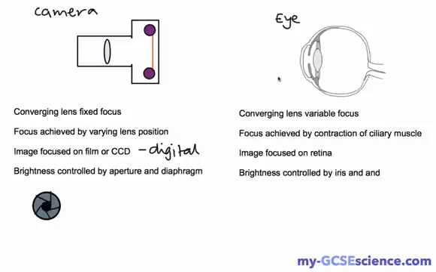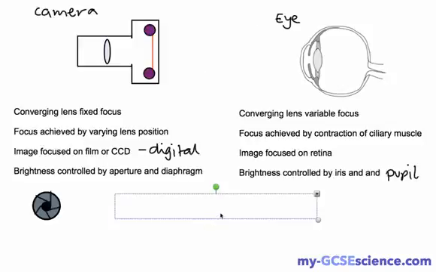In terms of our eye, we've got a converging lens with a variable focus, and we've looked at that previously. The lens can actually change its shape because it's quite a flexible object. We can focus as well by the contraction of our ciliary muscles, so the ciliary muscles will change the shape of the lens as opposed to the lens moving backwards and forwards in the camera. We also have the image focus on the retina at the back. The equivalent for that is the film or the CCD in the camera, and we can control brightness by the iris and, I should say, also pupil. Okay, so these are the things that vary.